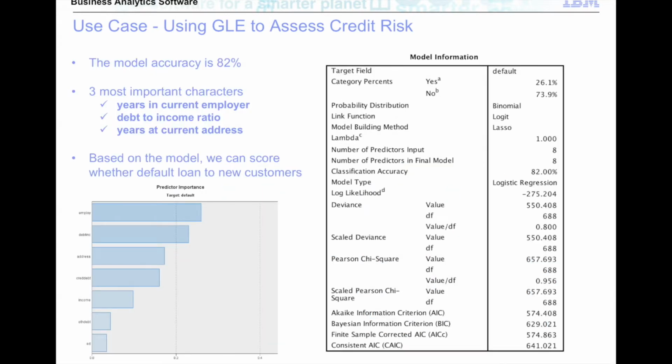After Eric built the model, he gets a series of output. From the output results, Eric can see some basic information, including the classification accuracy of the model and some model fitting information, such as the AIC and BIC. The accuracy of the model is about 82%, and we can also see the predictor importance value for each predictor. The top three are years in current employer, debt to income ratio, and years at current address. By the model, we can predict the rates of loan default for new users.